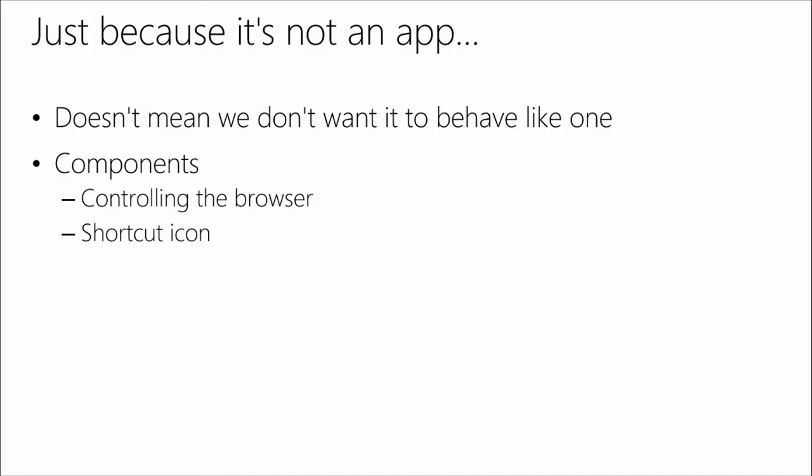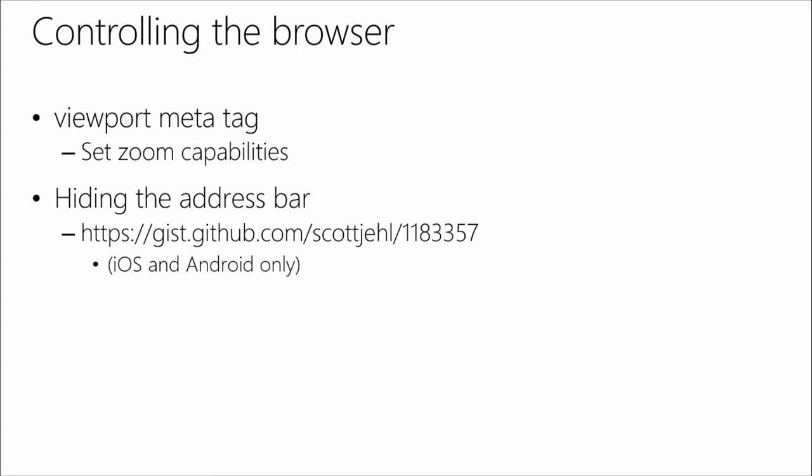Just because it's not an app doesn't mean that we don't want it to behave like one. And it also doesn't mean that we can't make it behave like one. We absolutely can. So we can, in certain scenarios, get control over the browser. Now, one of the things that you can do is hide the address bar, and you can see that down at the bottom.